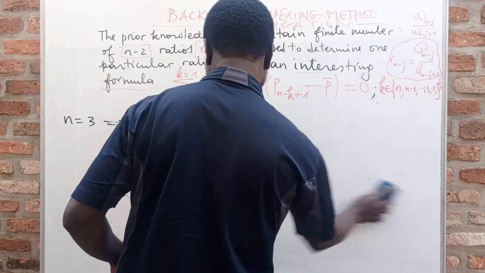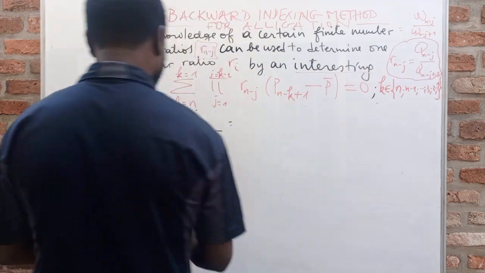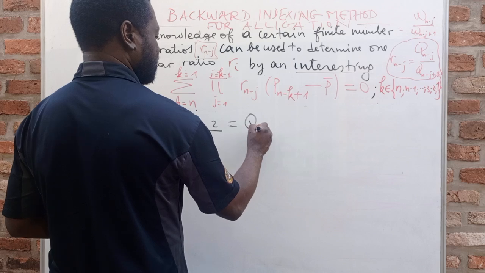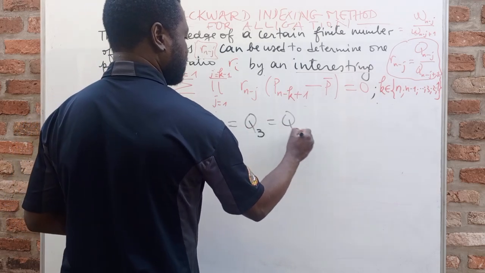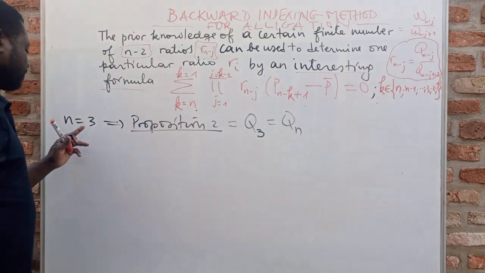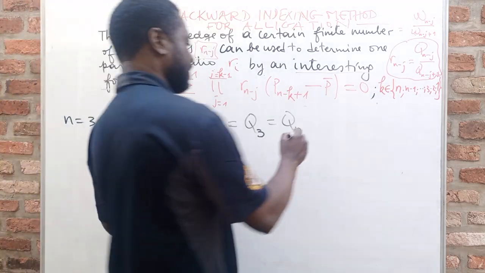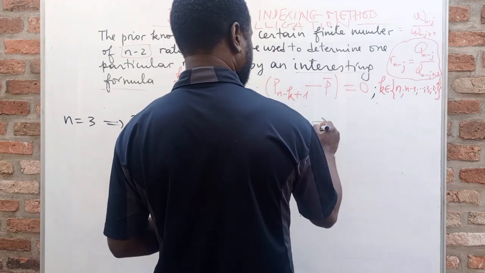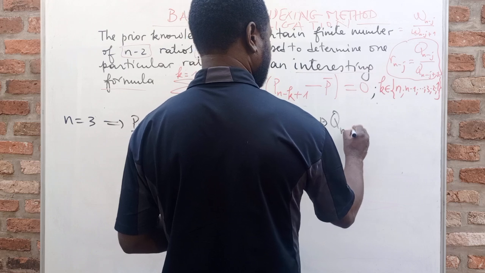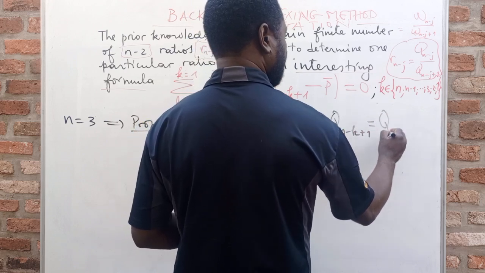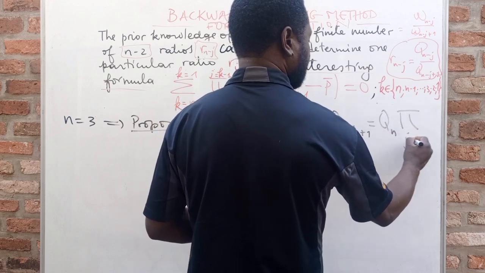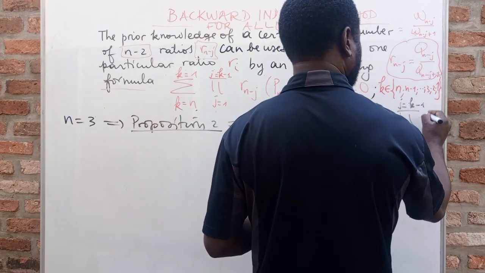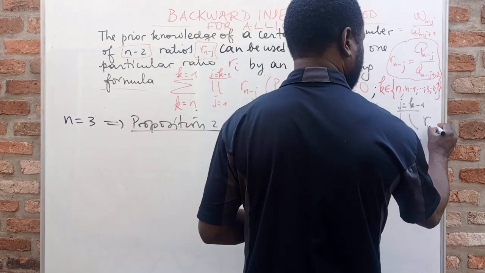Now let us move to the second proposition. What does the expression say? The second proposition tells us that if you know the last component, this is q sub n, in case index n is 3, then we can compute all other quantities. q sub n minus k plus 1 is q sub n times the product j extending from 1 until j equal to k minus 1 of r sub n minus j.